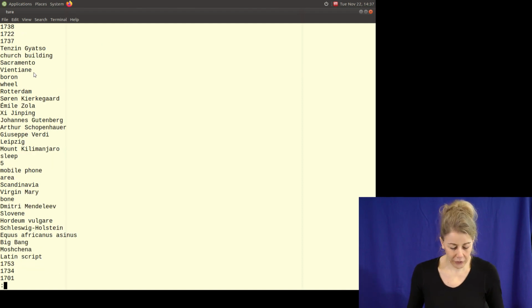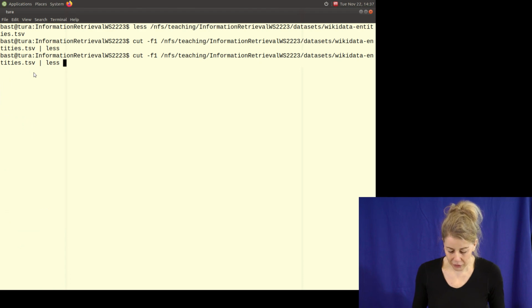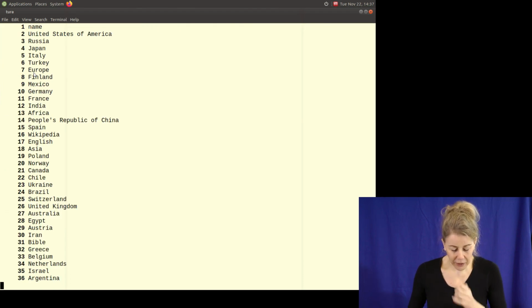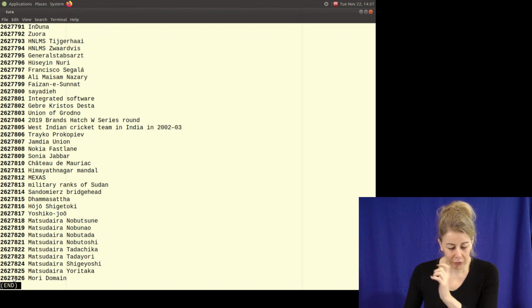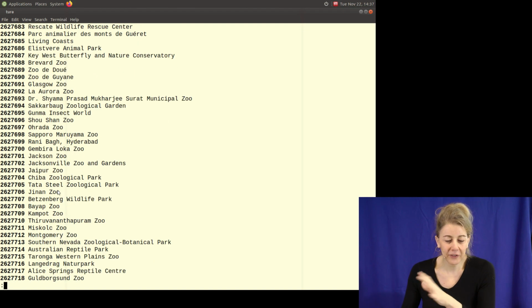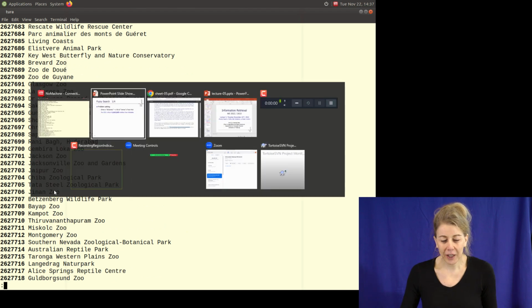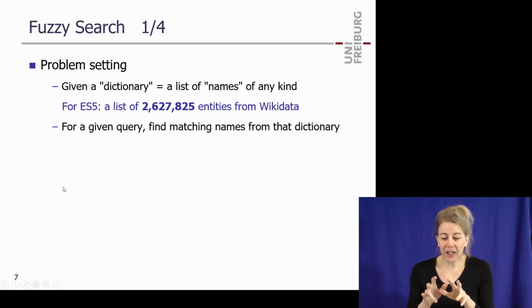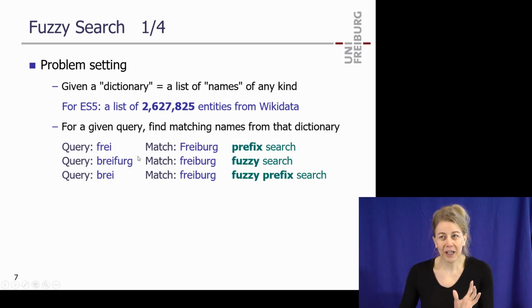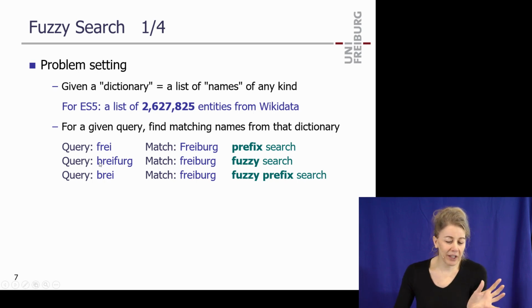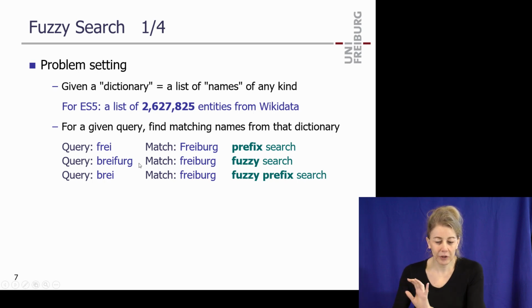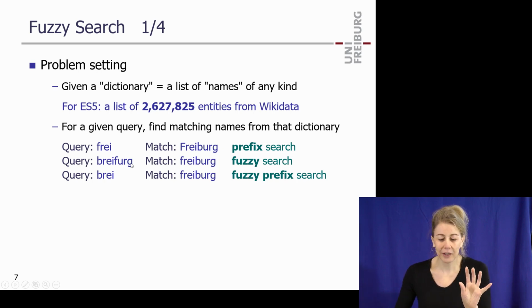And we have quite a lot of these. Let's just look at how many by doing this with line numbers. So it's 2.6 million names of things. And what we want to have today, you type something and then you want to find matching names and you want to be able to make mistakes because that's very important. So the simplest form is you type something, frei, we will ignore case. You want to find Freiburg, prefix search. Maybe you are mistyping Breifurg, you want to find Freiburg. Very often you mistype, you don't know how exactly it's spelled.